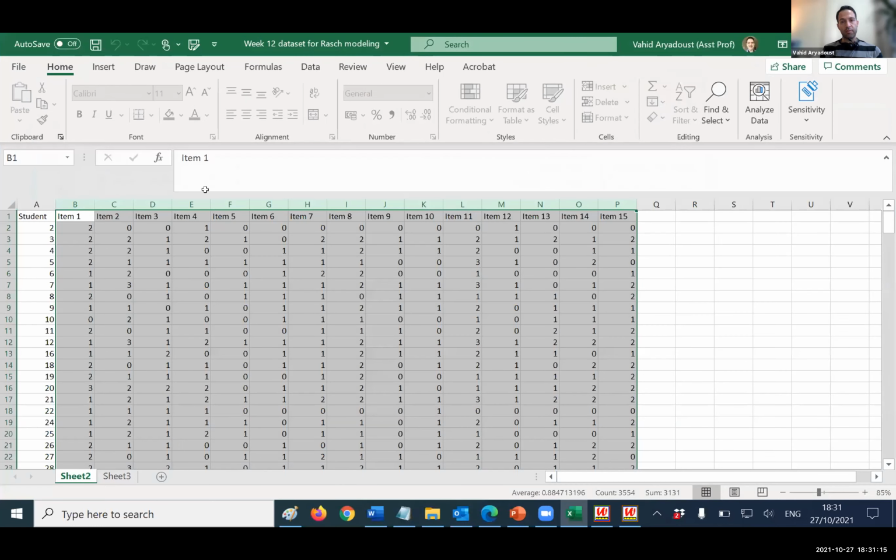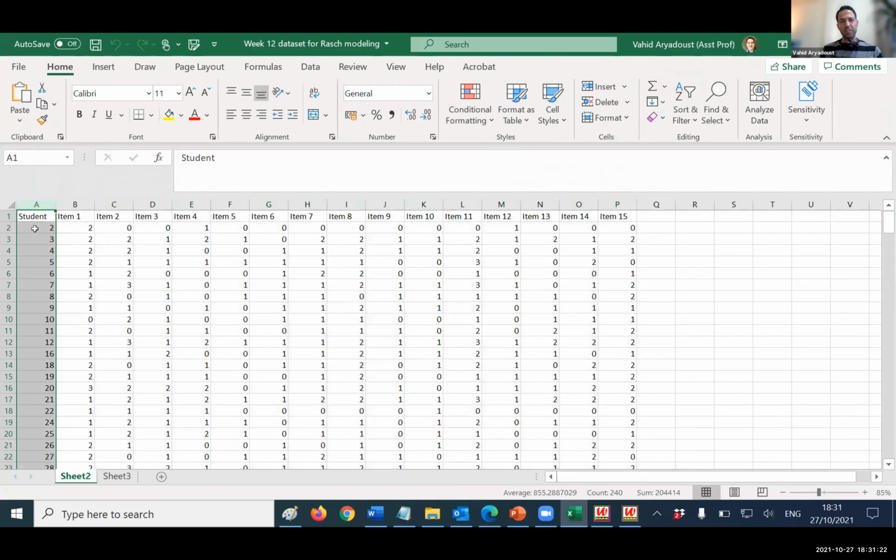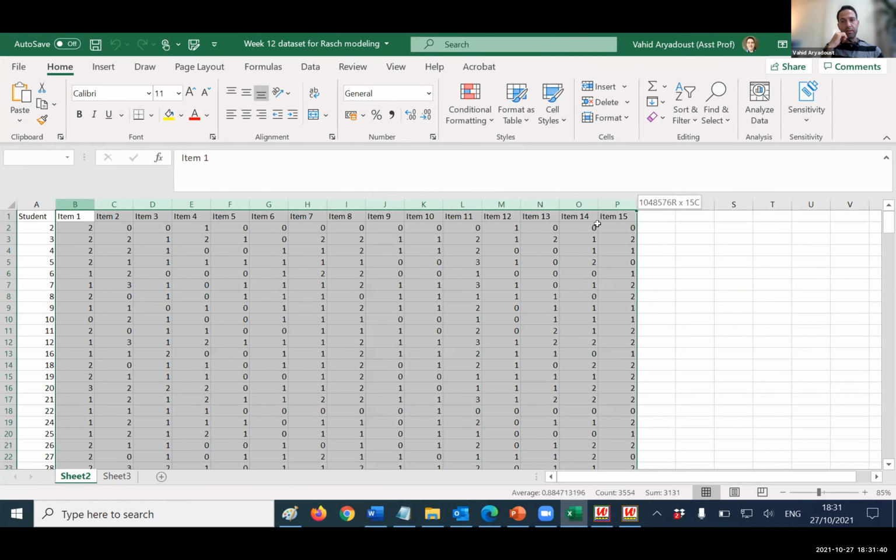Like I said, we have got 15 items. These are item specific. And the first one is for students. It's an ID, student number 2, number 4, number 5. Sometimes you have gender. Sometimes you have other things. So you regard them as student, but the test scores are regarded as items. So I'm going to close.